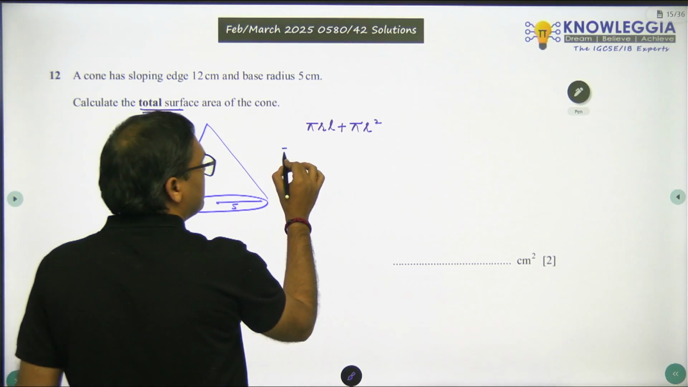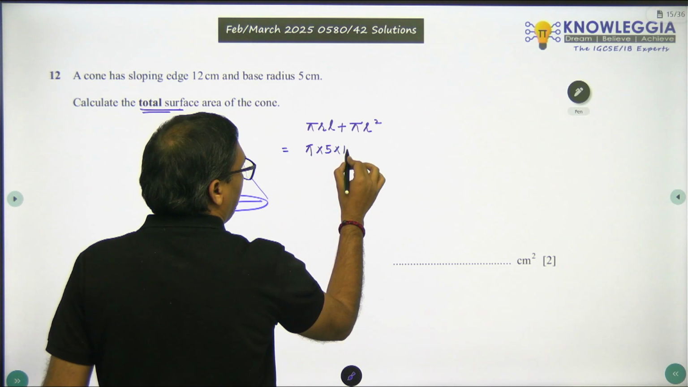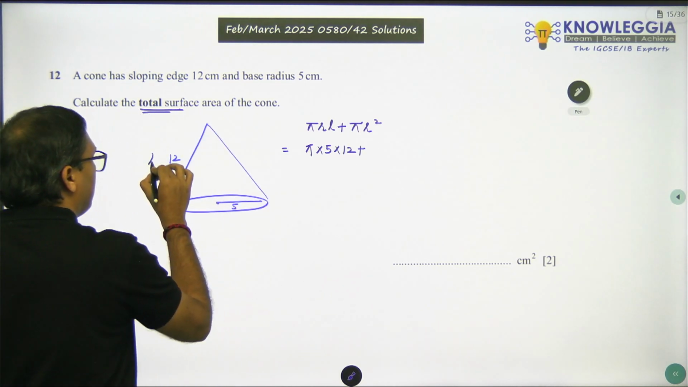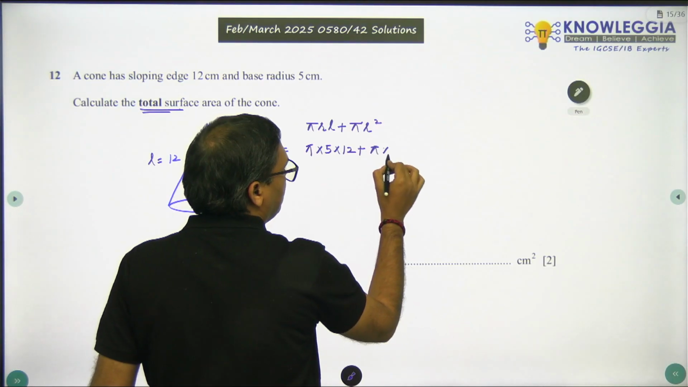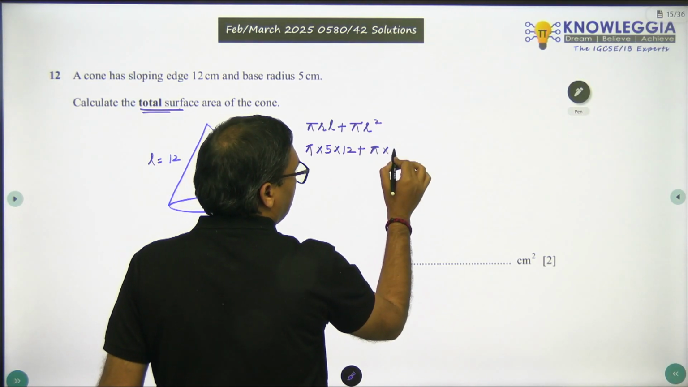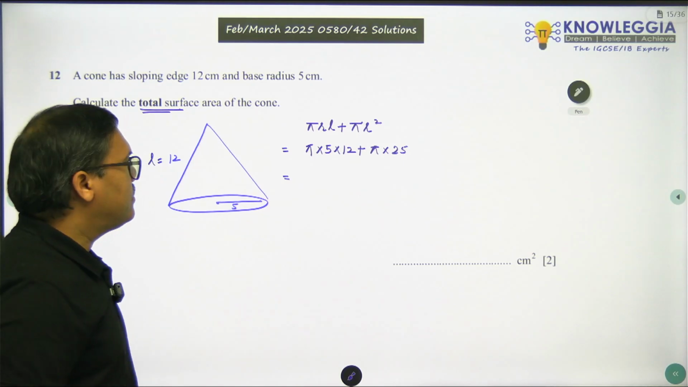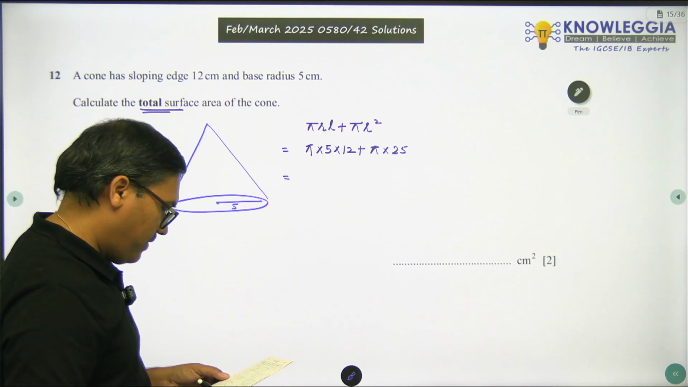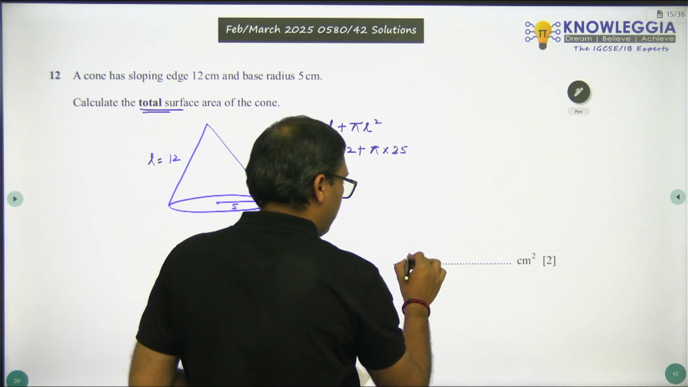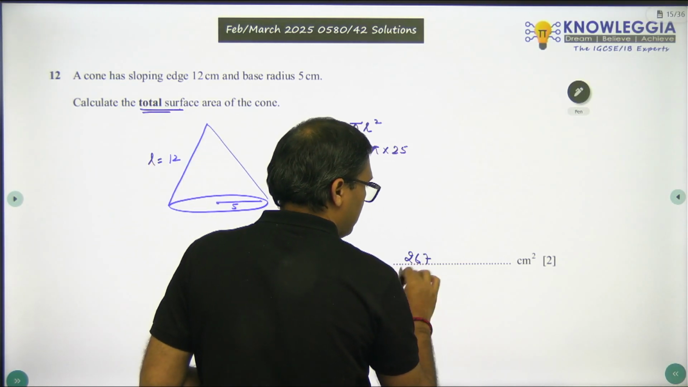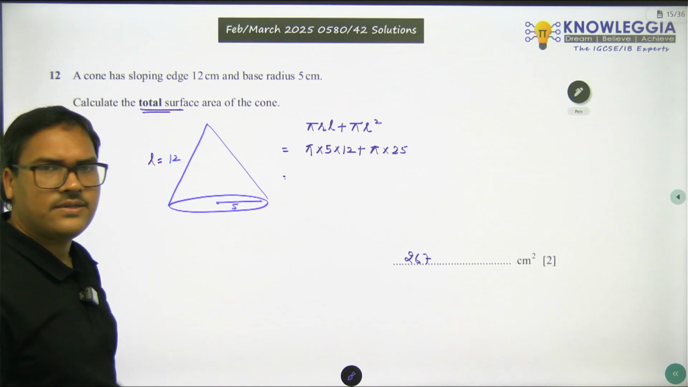Now what is this? This is pi. What is radius? Radius is 5, and L is the slant height. Okay, this is pi, and what is radius? 5 square, that is 25. So now just plug in the values, you'll get the answer. If I put the values, this is equal to 267 centimeter square. Okay, so just put the values in the calculator and you'll get the answer for this one.